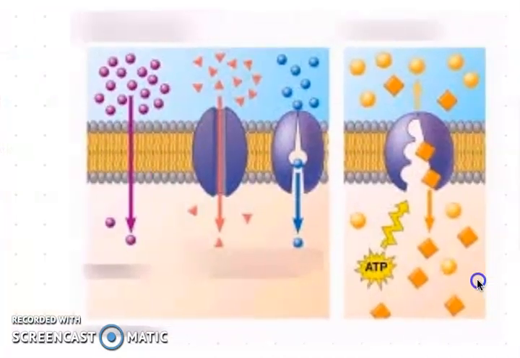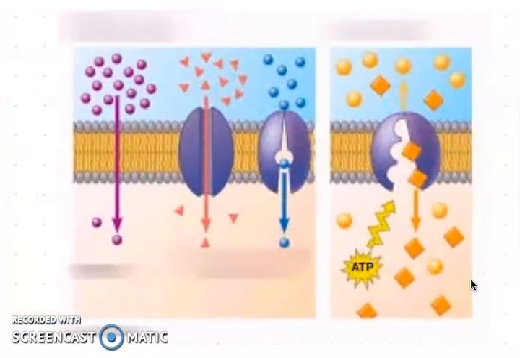So basically, this is just a general overview of passive transport, active transport, facilitated, simple, and osmosis, and an example of an active transport in the cell with the sodium-potassium pump.